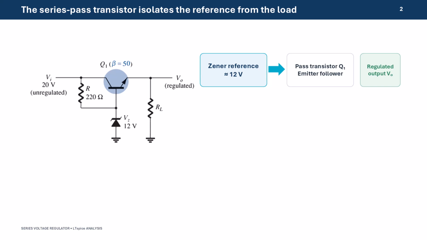The transistor then supplies a much larger emitter current to the load. This current gain is important. The load does not directly draw its full current from the Zener reference, so the reference voltage is less disturbed when the load changes.